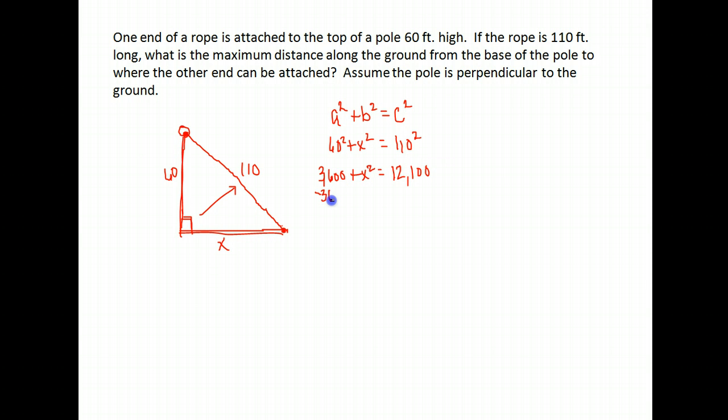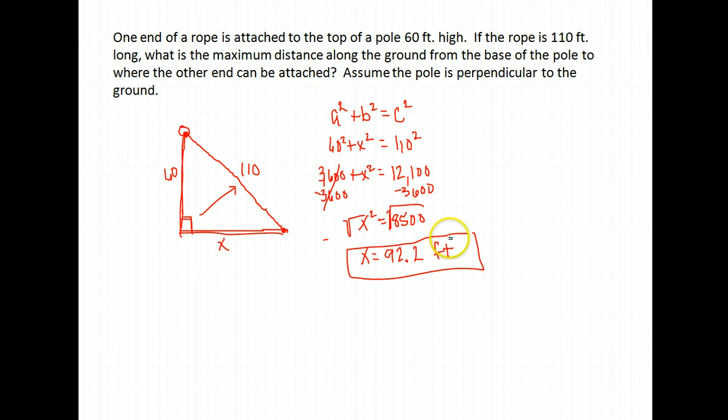We would subtract the 3,600 from both sides. That gives us 8,500 left, and now we just take the square root of both sides. When we do that, we get that x is about 92.2 feet. All our dimensions were in feet, so our answer would also be in feet.